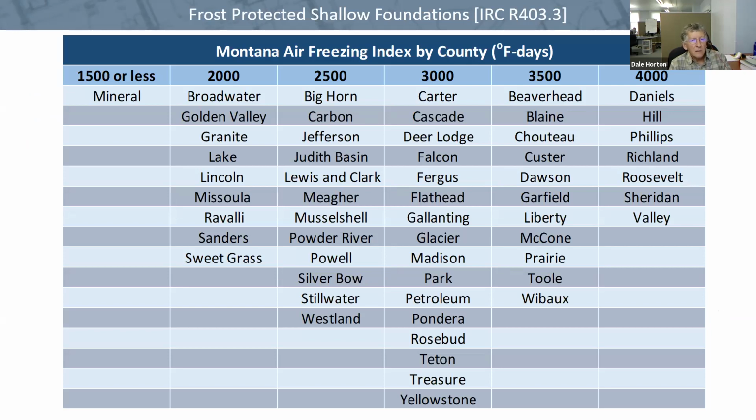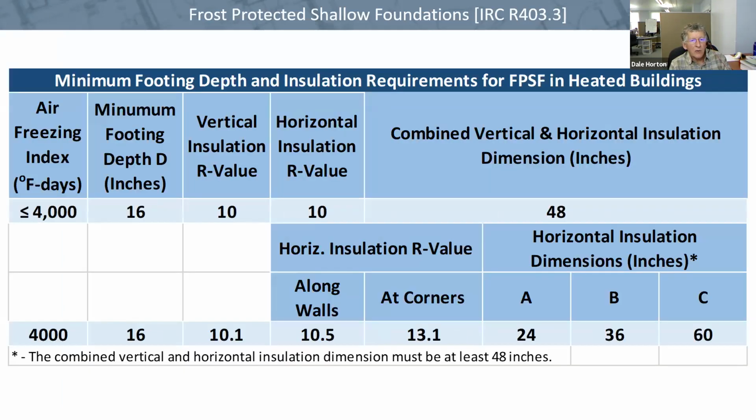The IRC classifies the different counties in the state according to a Montana air freezing index. There are a group of counties over here with an air freezing index over 4,000 that are treated differently than all these other counties. If you're in one of these 7 counties, you have to pay more attention to how you do it. But if you're in one of the non-7 that have less than 4,000 air freezing index value, then what you need to know is the minimum footing depth is 16 inches, and you have an R value for the vertical and horizontal insulation of 10, and you need vertical and horizontal length of that insulation of 48.